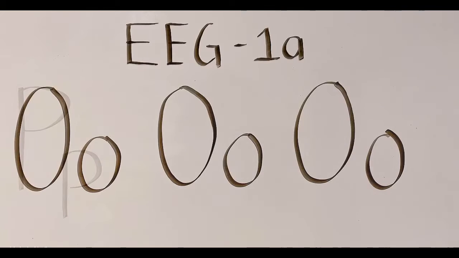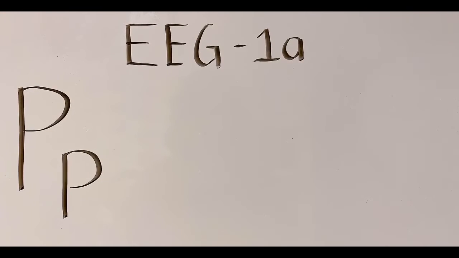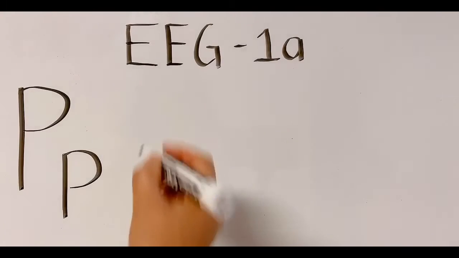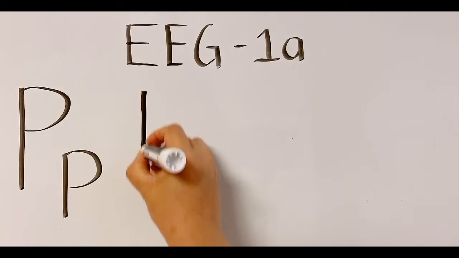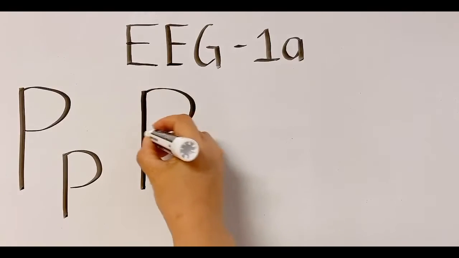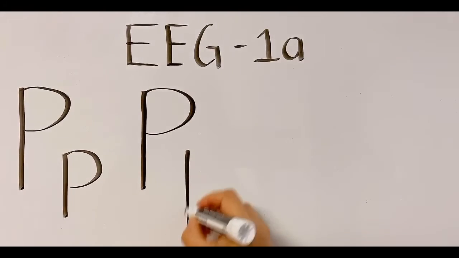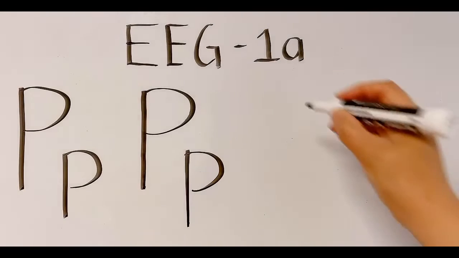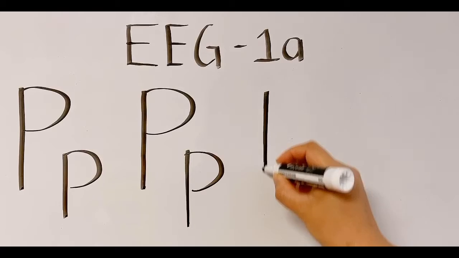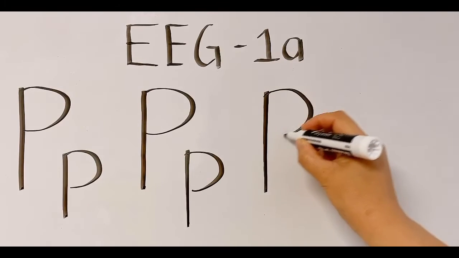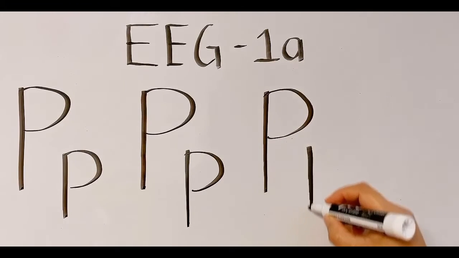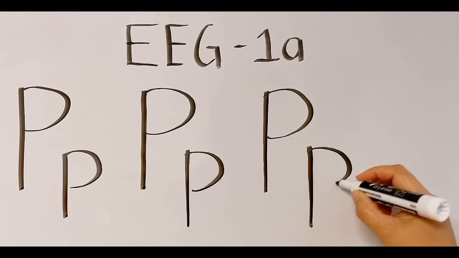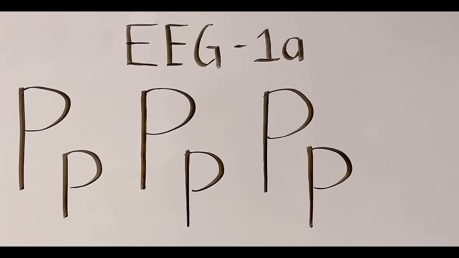Okay, here is letter P. Capital P, small p. Okay, that's right. Capital P, small p. Okay, again. Capital P and the small letter p. All right.